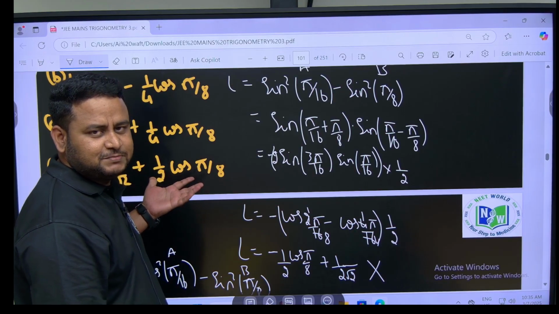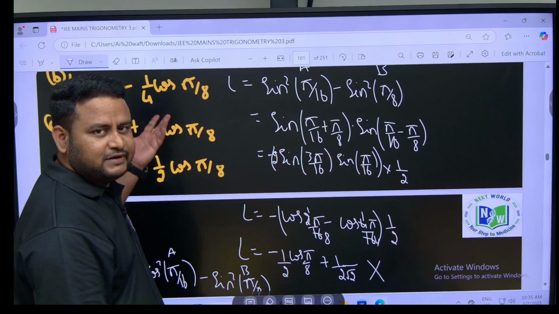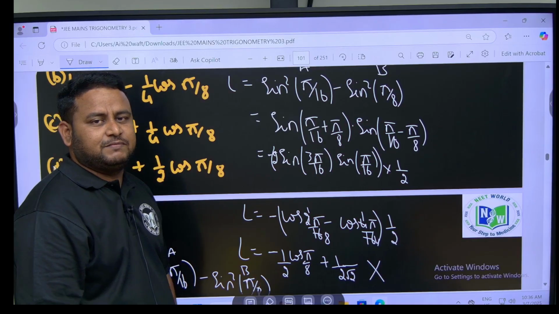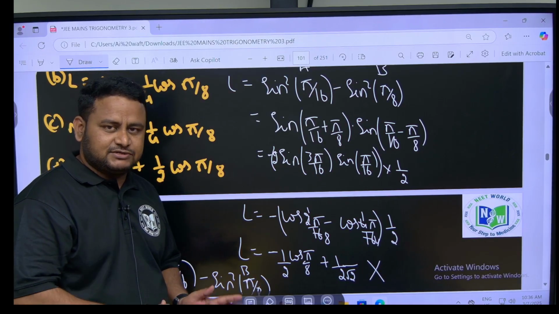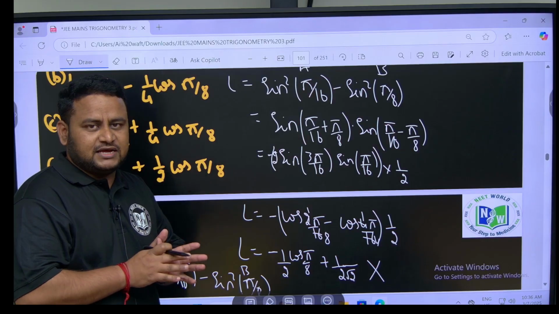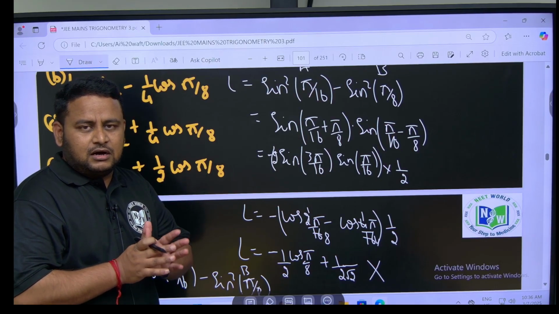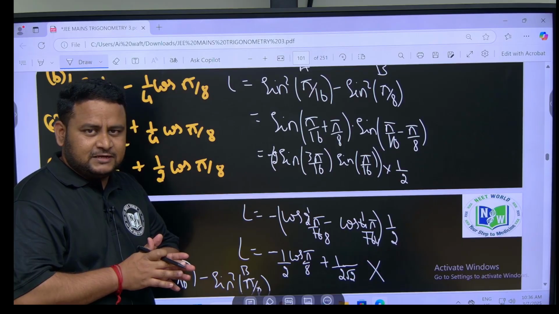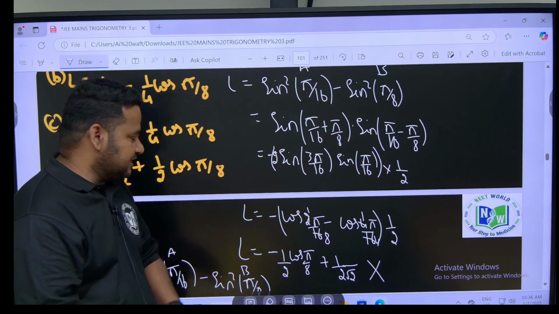So this question is based on what? This question is based on the previous result which we learned, that is sin of A plus B into sin of A minus B is equal to sin square A minus sin square B. Cos of A plus B into cos of A minus B is equal to cos square A minus sin square B, or it is equal to cos square B minus sin square A, friends. Got it? Next.